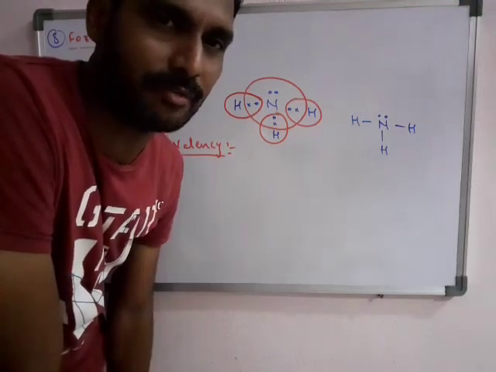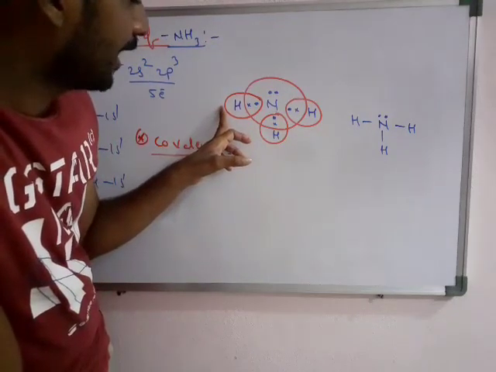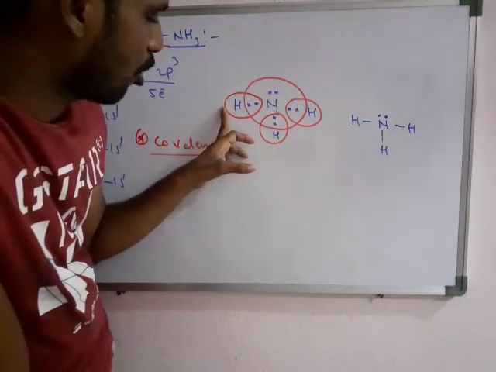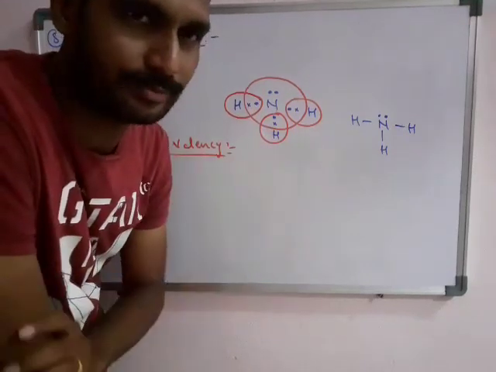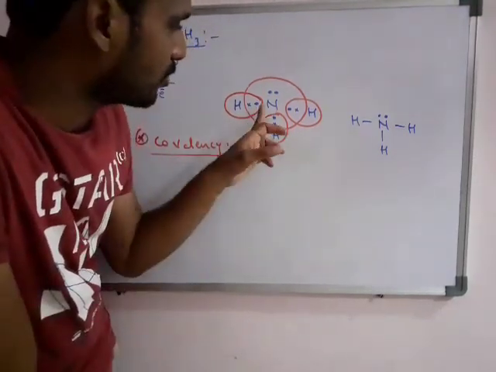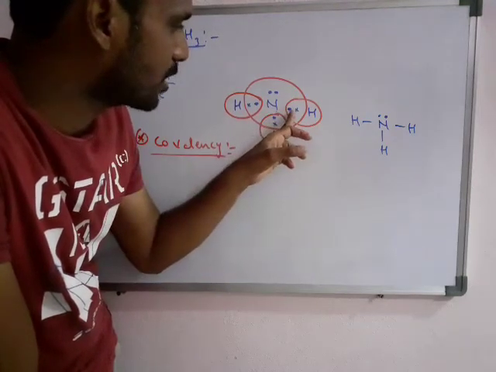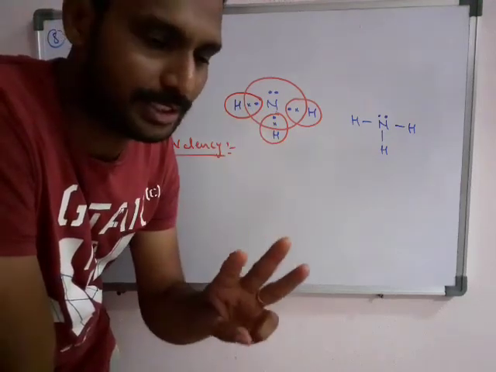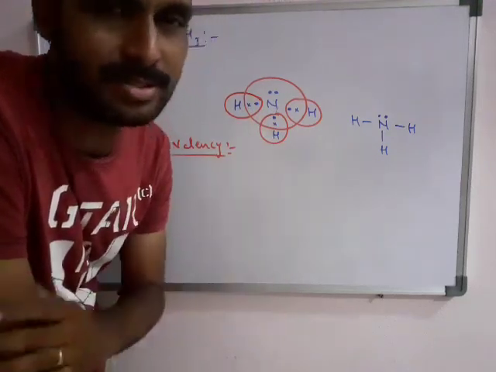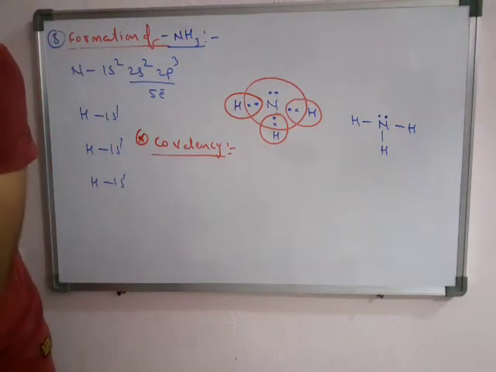to get the nearest noble gas configuration. For example, hydrogen shares how many electrons? 1 electron. Hydrogen covalency is 1. What about nitrogen covalency? Nitrogen shared how many electrons? 1, 2, 3 shared electrons. So it shared 3 electrons, its covalency is 3. Okay, so we can write the definition like this.